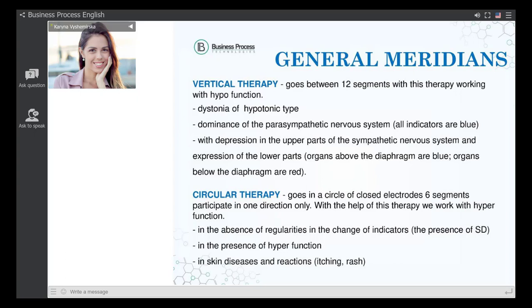Horizontal therapy goes between horizontally closed pairs of electrodes where 6 segments are involved. We use it if we have acute spasmodic pain, with bronchopulmonary pathology, vertebral and joint pain, with absolute predominance of the sympathetic part of the central nervous system, and all the indicators of a diagram are red, and also to align the side difference. Also, I will repeat that the side difference is described in detail in our previous webinar.